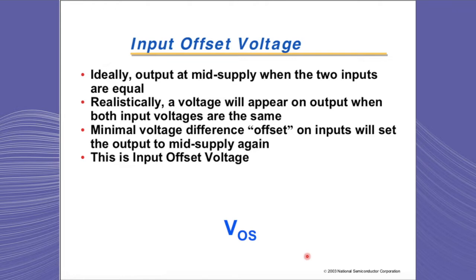Ideally, the output of the amplifier should sit at mid-supply when the two input voltages are equal. However, a voltage will appear on the output under this condition. To prevent this from happening, a very small amount of voltage difference or offset is applied to the inputs of the amplifier, and this will set the output back to mid-supply. This amount of offset voltage is simply referred to as the input offset voltage.